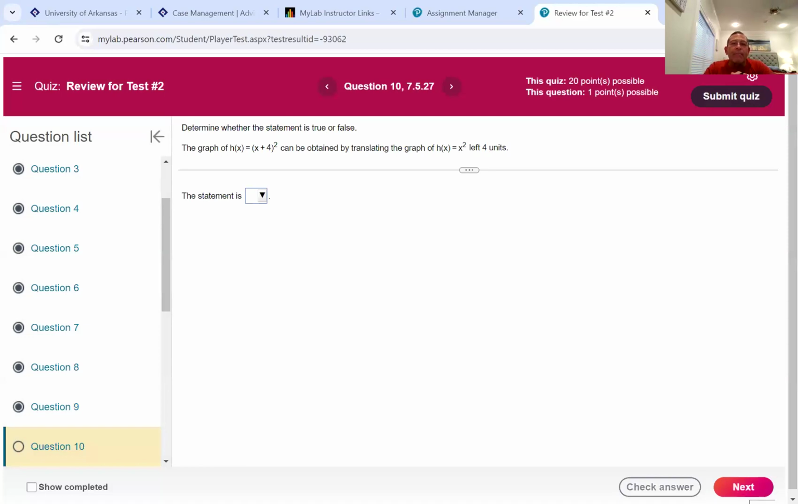Now, in a little bit, we'll have to actually do our vertex formula. So let's see what you say on this, because we did some of these problems like number 2 and number 3 a while ago. They're giving me a graph. H of x equals x plus 4 squared can be obtained by translating the basic graph of h of x equals x squared left 4 units. So is that plus 4 going to move me left and be true? Or would it move me right and be false?